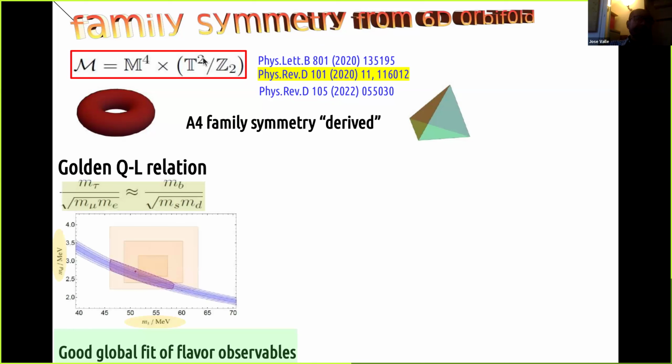And you have, as the first prediction, our beautiful golden relation that you can see here expressed as a prediction for the strange and down quark masses. This is this blue band. And from experiment, you have these boxes. So you see everything is very consistent.